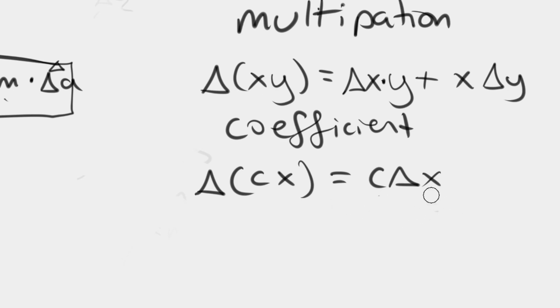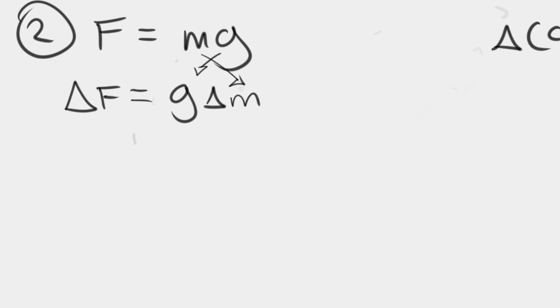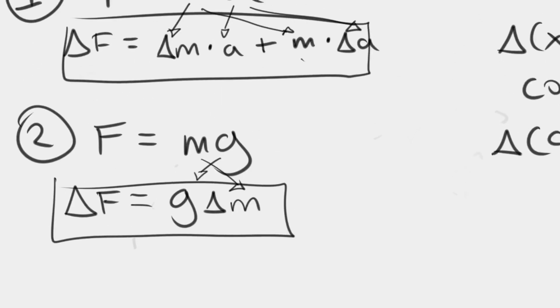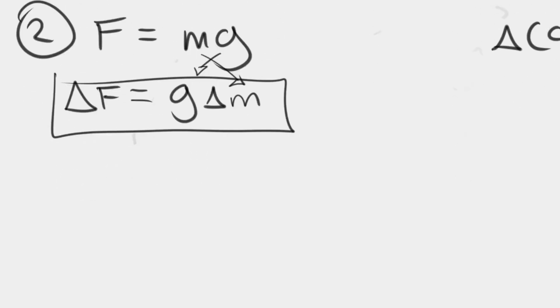You have your constant, and then you multiply it by the uncertainty of the variable. So applying this rule to this kind of question, we will literally just have delta F equals the constant g multiplied by the uncertainty of the variable, delta m. So this is what the answer is. Now I'm going on to the third question. This is going to be a little bit more difficult. It's going to require multiple steps. This is where stuff gets real, I guess.